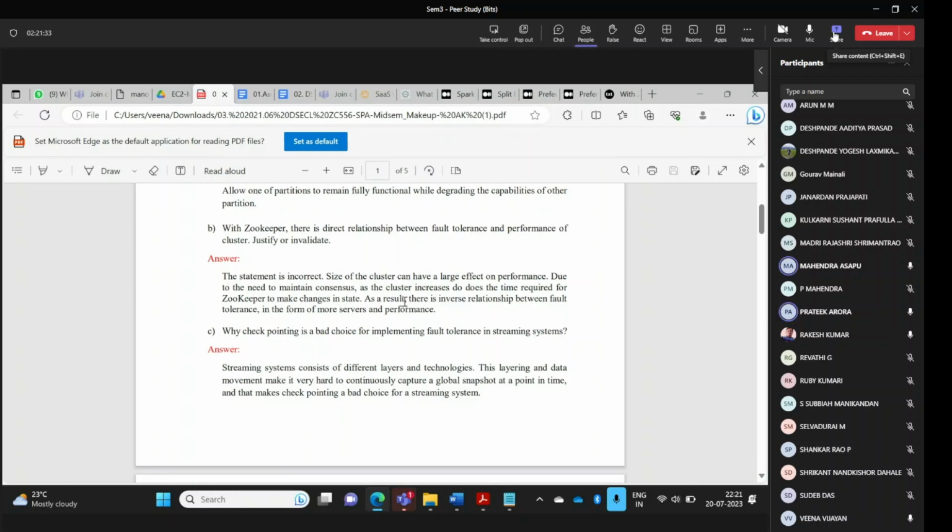So actually, I kind of agree with what Rakesh and Veena just said, because I also think that this answer is incorrect. There is a direct relationship between fault tolerance and performance of a cluster, because in any environment, the more fault tolerant you are, the better the performance of your cluster would be. Yeah, in general, agree. In general.